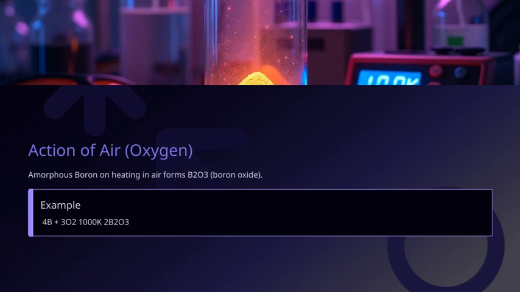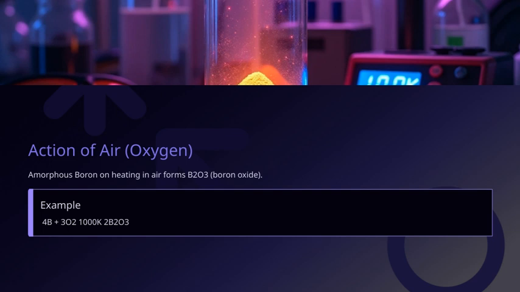Now, let's take a look at this example involving boron and oxygen. When amorphous boron is heated in air at around 1000 Kelvin, it reacts with oxygen to form boron oxide, B2O3. This highlights an important concept: the action of air, specifically oxygen, on elements like boron. Essentially, oxygen facilitates the oxidation process, transforming elemental boron into its oxide form. This reaction is a great illustration of how heating in an oxygen-rich environment drives chemical changes, which is a key part of understanding material behavior under different conditions.